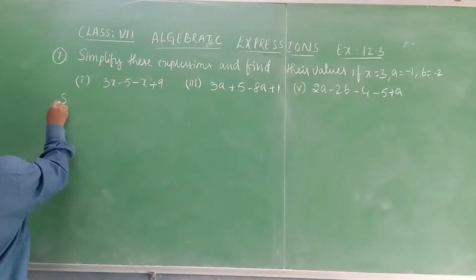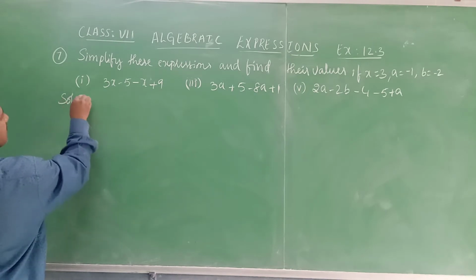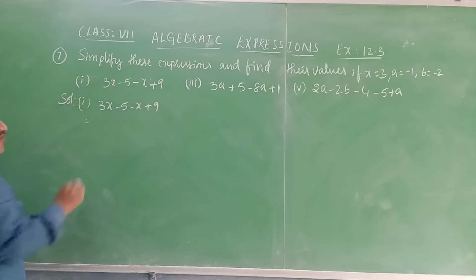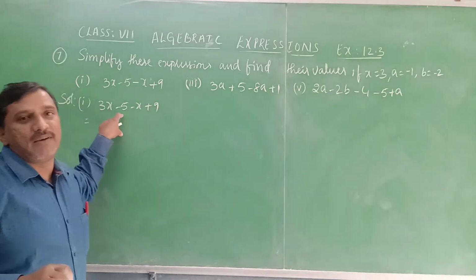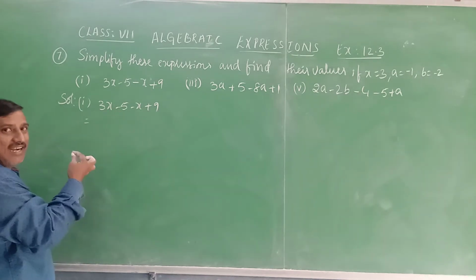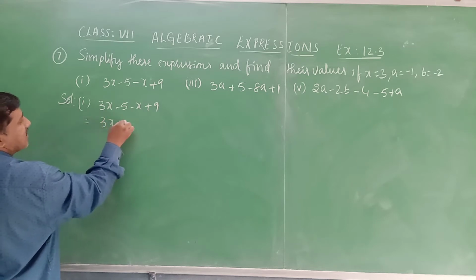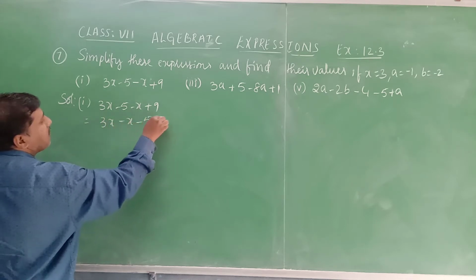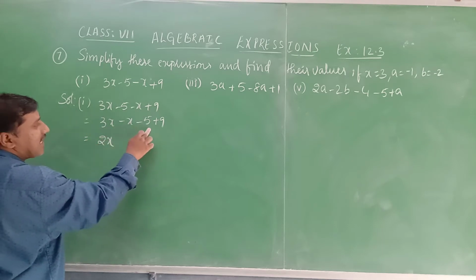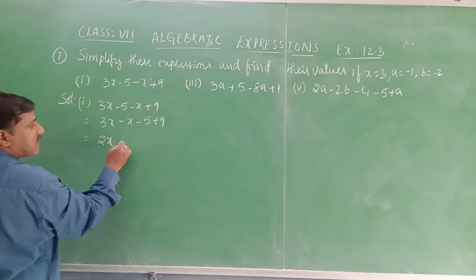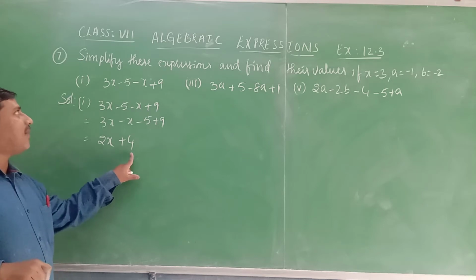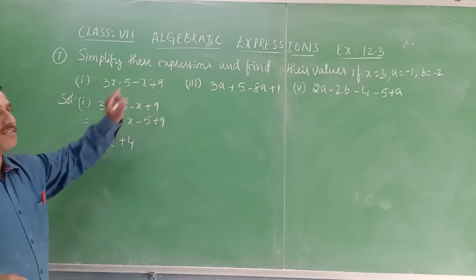Now here the first expression is 3x minus 5 minus x plus 9. If you observe this expression, it is not in the simplified form. First you simplify the expression. Regroup the terms, write the like terms: 3x minus x minus 5 plus 9. So 3x minus x is 2x, minus 5 plus 9 is plus 4. 2x plus 4 is the simplified form of 3x minus 5 minus x plus 9.